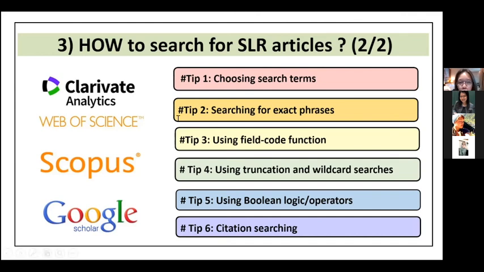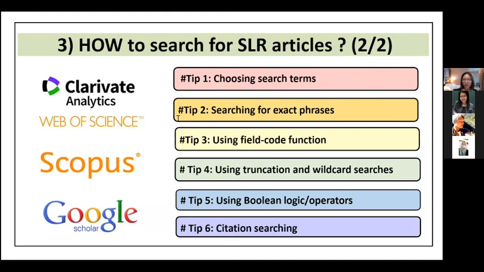Question from Sue about the number or type of database we use, which depends on which journal we are aiming for. For example, I see SLR papers that use Scopus or Web of Science only. For the type and number of databases, there is no guideline. So far there is no guideline about which database or how many databases we can use.